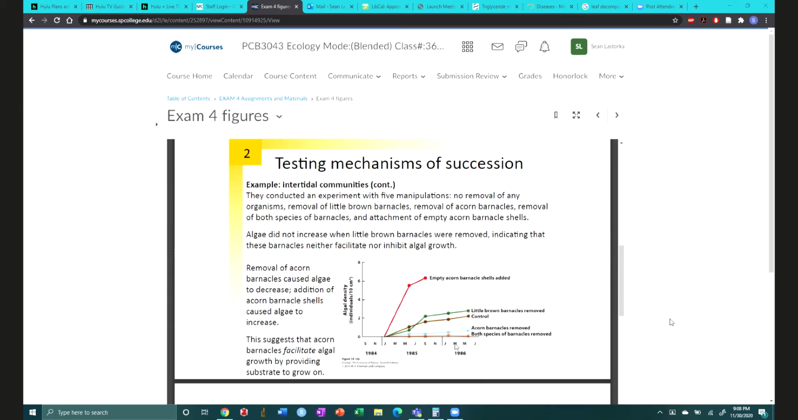Okay, and intertidal communities. Okay, so this graph basically shows the benefits of substrate and algal growth. Basically, with the acorn shells, the acorn barnacles, it allowed provide more air substrate for algae to grow on. Yes, exactly. And the little brown barnacles had no effect on it, really. Had minimal effects on it.